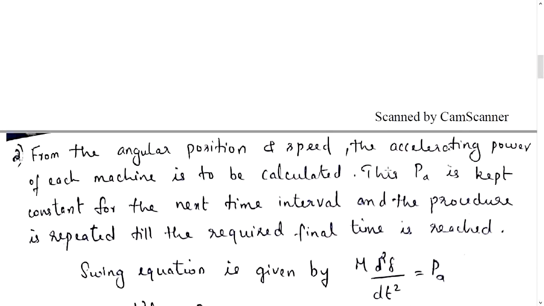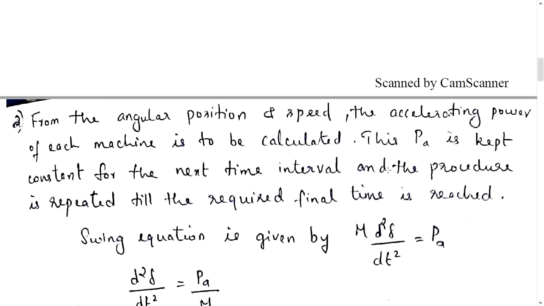Now, with this angular position and speed, that is, with these values of delta and omega, we find the accelerating power for the next interval. This accelerating power is taken as constant for the next interval, and we find the values of delta and omega at the end of that interval. This process continues until the required time is reached.